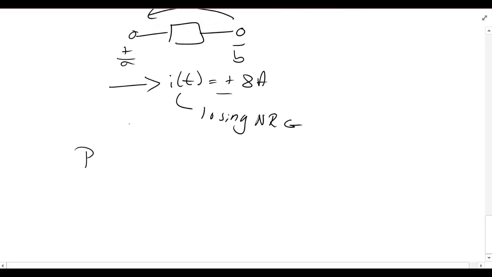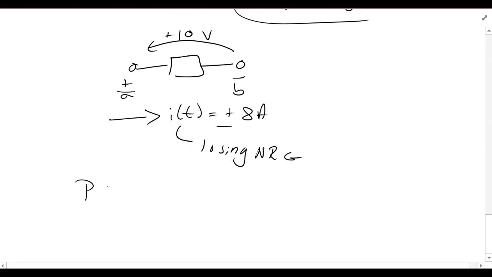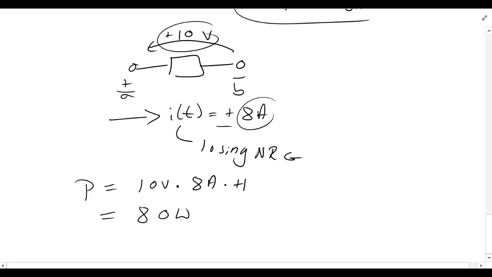The power is 10 volts times 8 amps times positive 1, which is 80 watts. And because the power is positive, it is absorbed by the element.